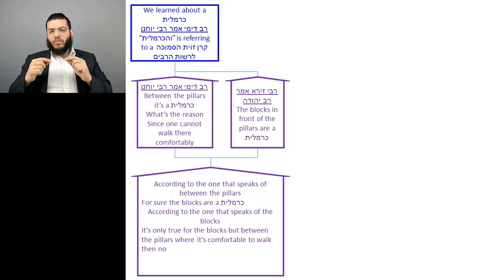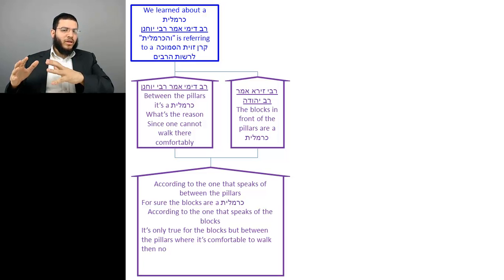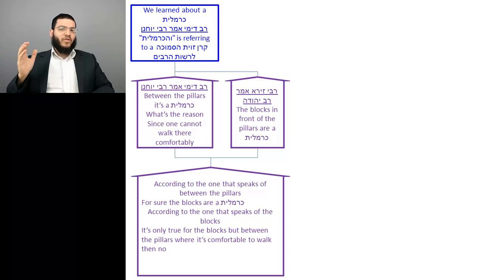Rav Zera Amar Rav Yehuda chose rather to say that on top of the blocks is a Carmelist, which indicates specifically there where it's highly uncomfortable and completely irregular for people to walk there, then it's a Carmelist. But between the pillars where people could walk, just it's not so comfortable, then it will not be a Carmelist, rather it's a Rosh Hashanah because it's considered comfortable relative to walking on the blocks.